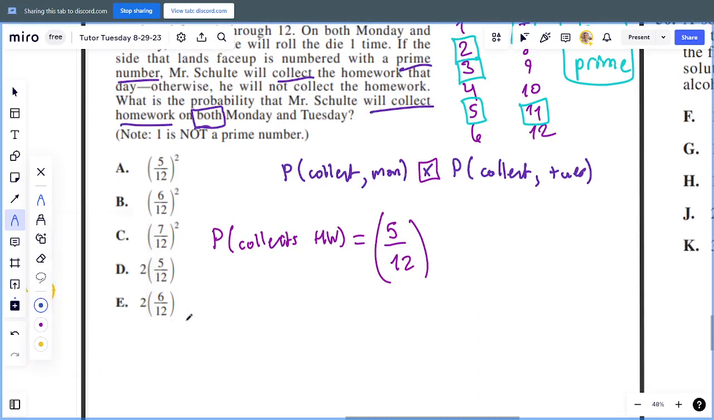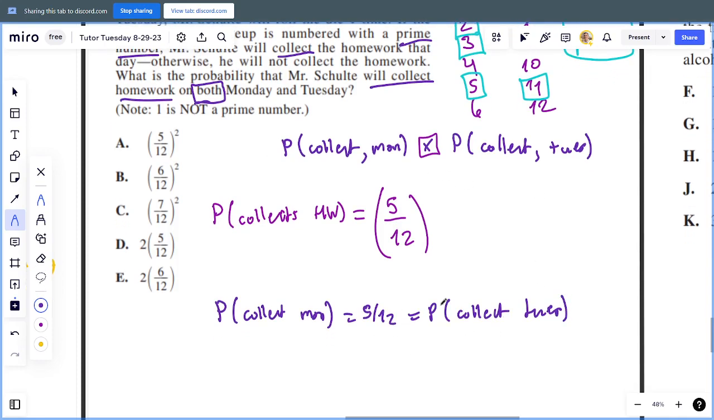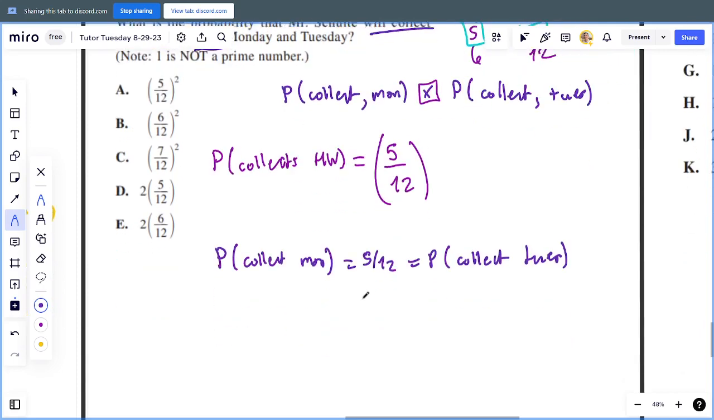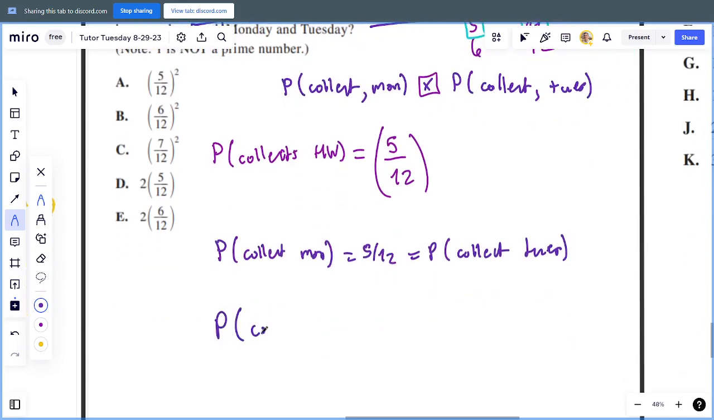So that means, since these are independent events, the probability that he collects on Monday is 5/12. It's also the probability that he collects on Tuesday. The fact that he collected it one day doesn't affect the probability of him collecting it on the next day. He rolls the die every day. So the probability of collecting on both days, like many of you already said, is going to be 5 over 12 times 5 over 12, which is 5 over 12 squared. Yeah, the answer is A.